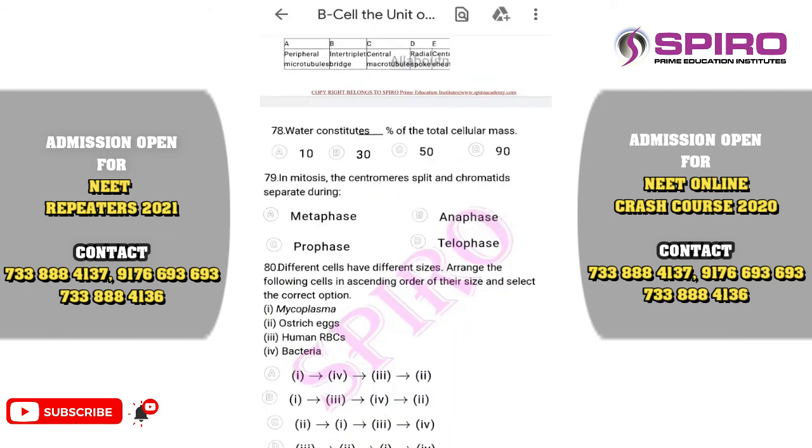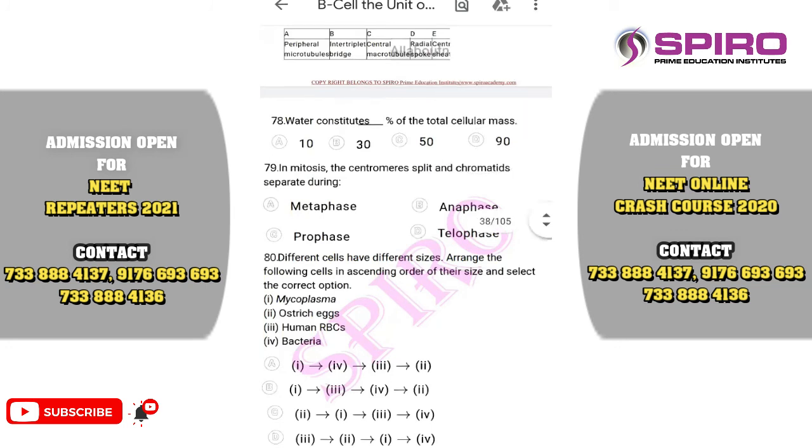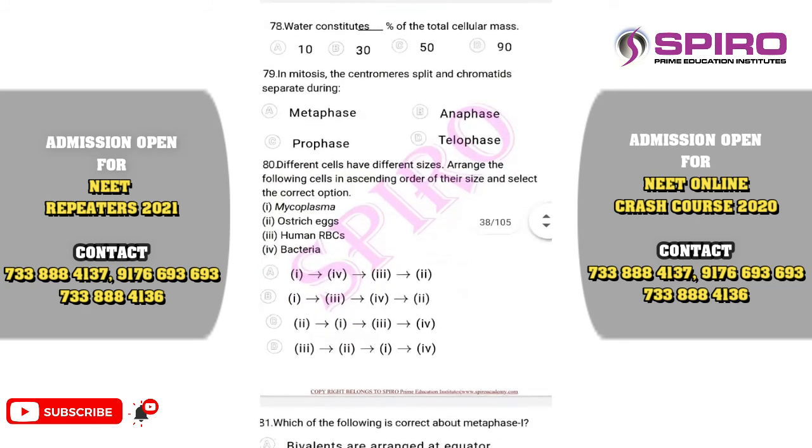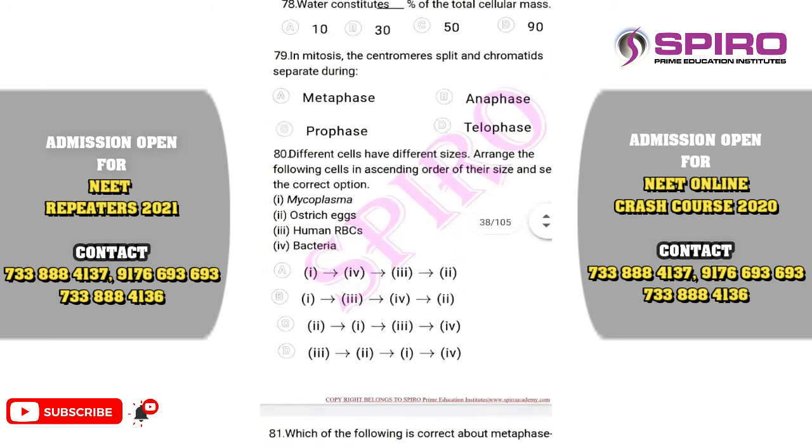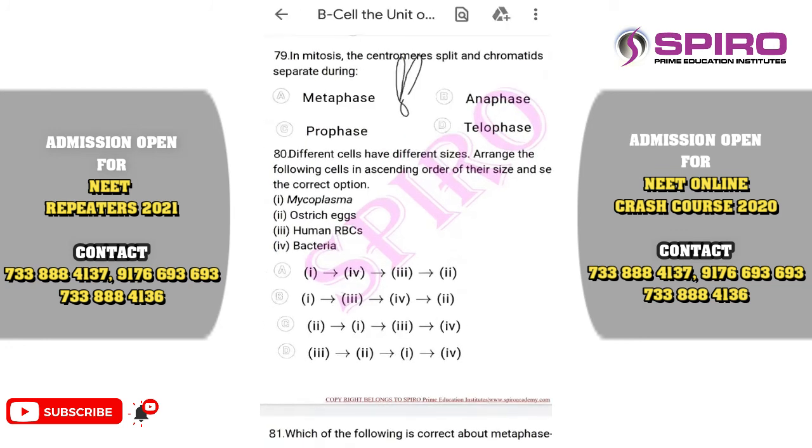Next question. Water constitutes what percentage of total cellular mass? I explained a similar question before: water is present at almost 70 to 90% in a cell, immediately followed by protein with nearly 50%. So the correct answer is option D, 90%. In mitosis, the centromere splits and the chromatids separate. At the anaphase of mitosis, the centromere splits and the chromatids separate, and you get an end product like this. So it occurs during the anaphase. The correct option is option B.